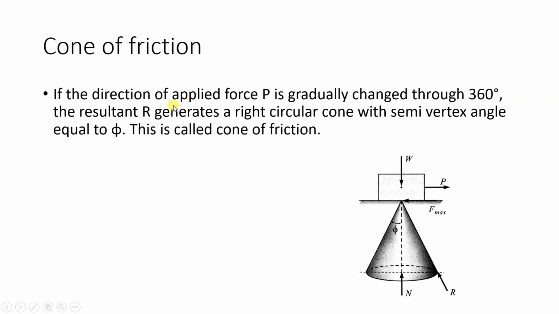Now what is this cone of friction? If the direction of the applied force P is gradually changed through 360 degrees, so the block is there and you are rotating this force P. Initially it is applied over here, then you apply the force at a certain angle, and if you go on applying it throughout 360 degrees, the resultant R generates. This is the resultant of the maximum friction force F max and the normal reaction. So this F max will form a cone, and that cone is called the cone of friction.